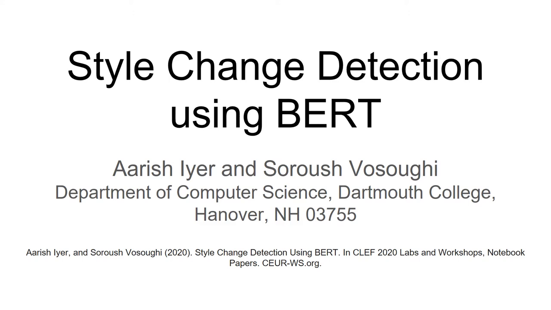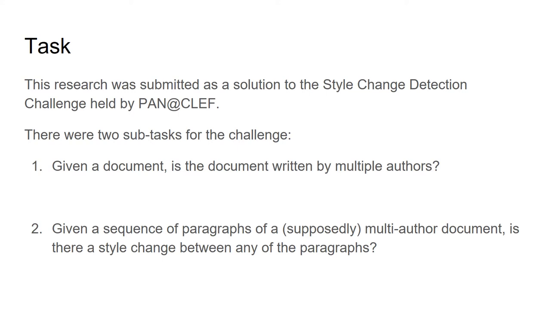To introduce this research, it was first submitted as a solution to the Style Change Detection Challenge, as I mentioned. There were two subtasks for the challenge. The first: given a document, is the document written by multiple authors? And the second: given a sequence of paragraphs of a supposedly multi-author document, is there a style change between any of the paragraphs?